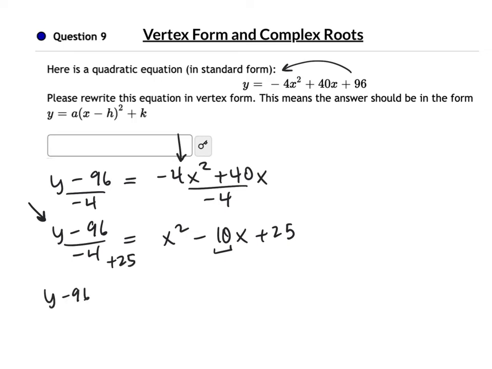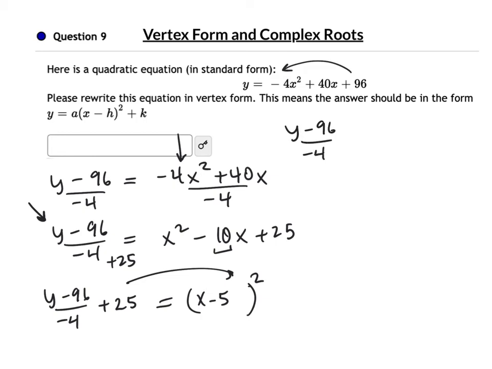Y minus 96 over negative 4 plus 25 equals, this is a perfect square. It's x minus 5 times x minus 5, or x minus 5 squared. Now all we have to do is move everything back over. Move the 25 over first. Y minus 96 over negative 4 equals x minus 5 squared minus 25. Multiply both sides by negative 4 to undo that division by negative 4. Don't distribute the negative 4 through the parentheses. You can't do that because the exponent would come first.